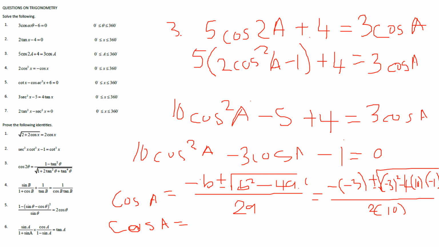So the first value of cos a is going to be 1 over 2. When you put minus there, cos theta is going to be negative 1 over 5.